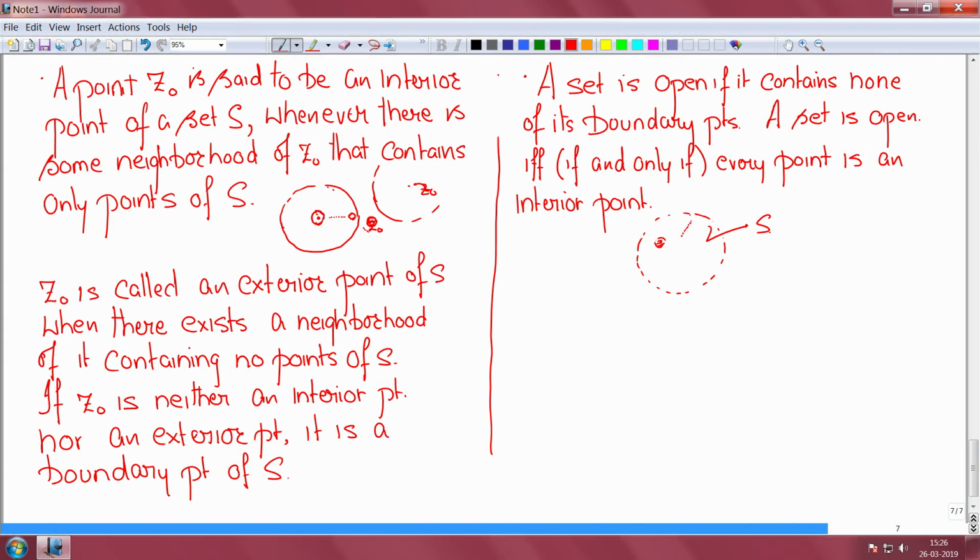So however close I get to the boundary, I will find a smaller and smaller neighborhood of my point where all the points belong to S. That never ends. I can move closer and closer to the boundary, and I will always find a smaller and smaller neighborhood of Z0 where all the points still belong to S. Such a set is called an open set.